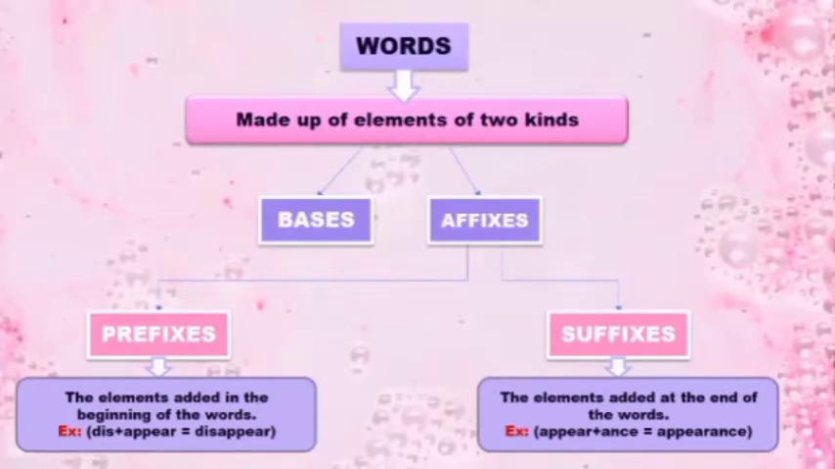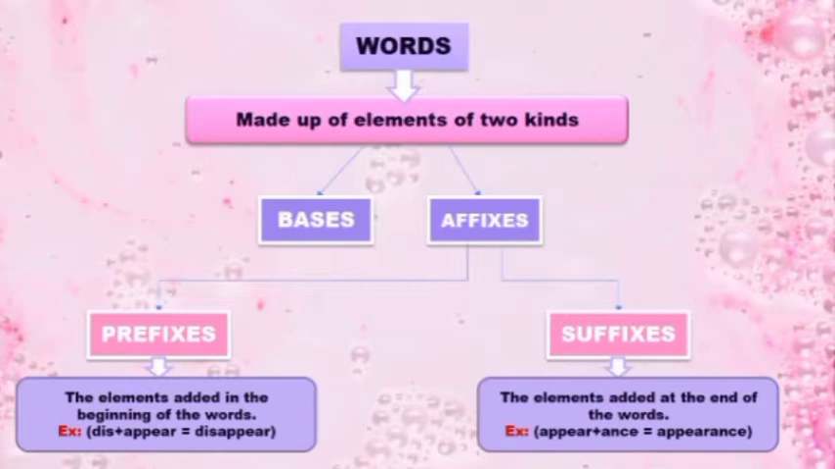Next. Words are made up of 2 kinds of elements. The elements are bases and affix, and affix is divided into 2 elements. The first element is prefix and the second element is suffix. Let's get started with the prefix first. Prefix is the element added in the beginning of the word.